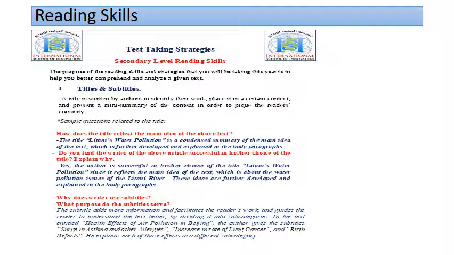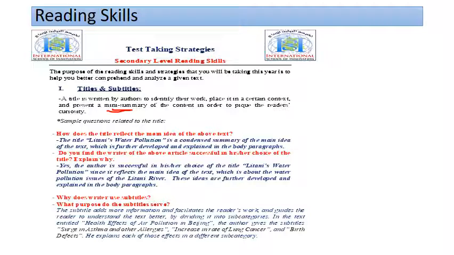Now, first of all, the first reading skill you took was titles and subtitles. What is a title? A title is written by authors to identify their work, place it in a certain context, and present a mini summary or a condensed summary of the content in order to pique or arouse the reader's curiosity. How do I ask you such questions?